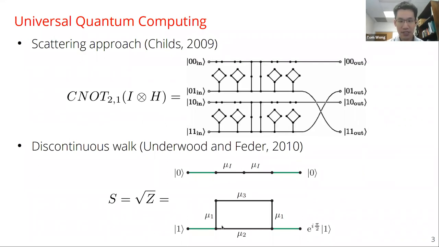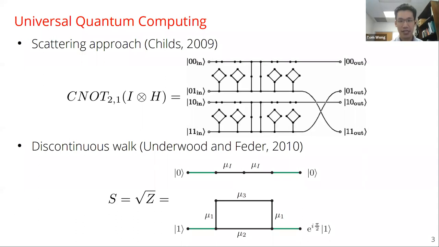Now the graphs here can be weighted. These mu's are actually different weights, so it's a weighted graph. And then the edges can also change with time. That's what they mean by a walk that is discontinuous. So here we have a time-varying graph, and it's also a weighted graph. They also show that you can implement a universal set of quantum gates, so you can implement any quantum circuit using this type of quantum walk.